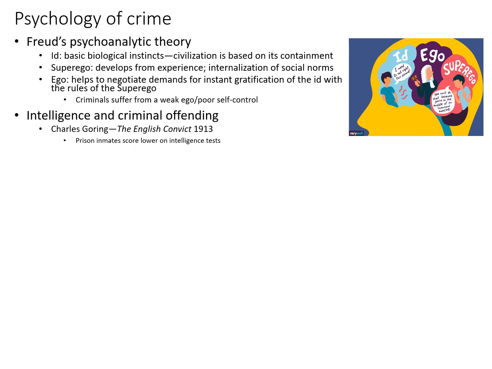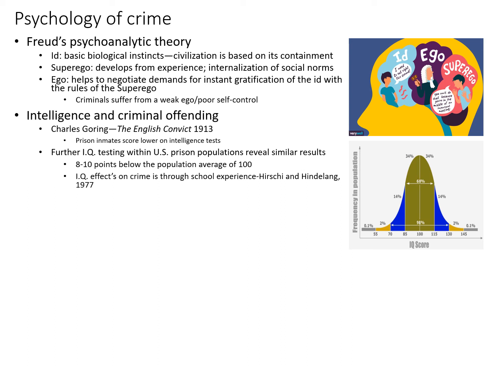Well, intelligence, as we have hinted at before, has been linked to criminal offending. Charles Goring, researching English convicts in 1913, found that prison inmates tend to score lower on intelligence tests than the average population. Further IQ testing within U.S. prison populations reveals similar results, with about 8 to 10 points in IQ below the average population, where 100 is the average IQ score in the population.